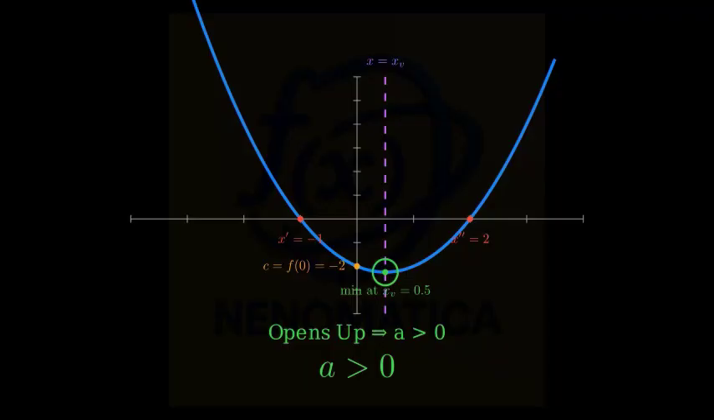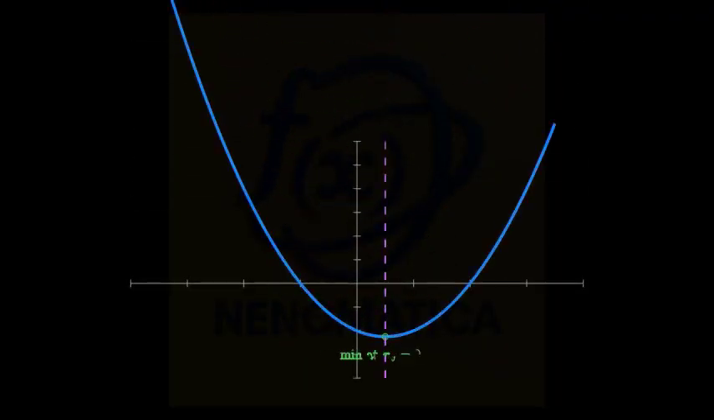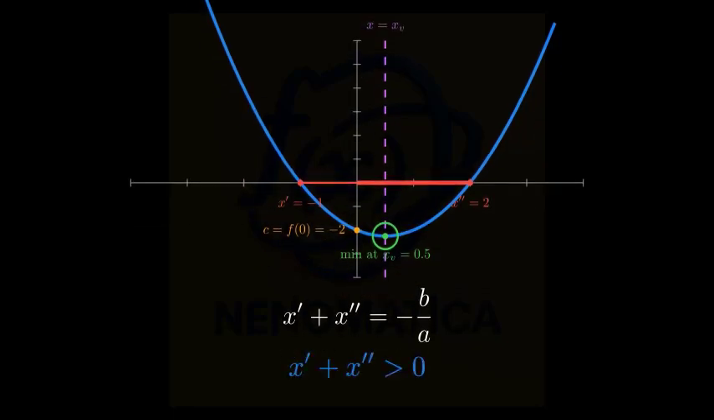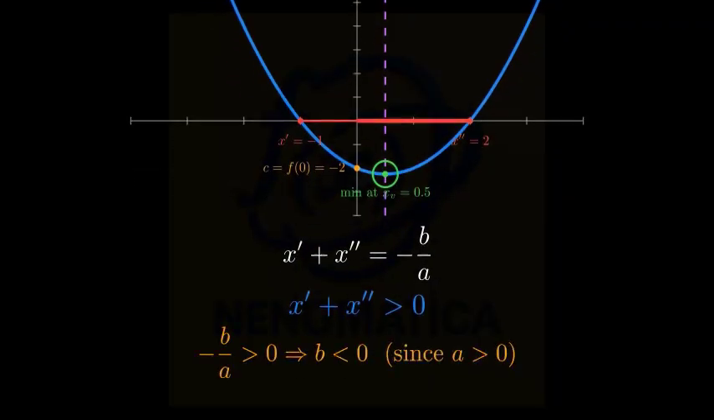Step 2. Determine the sign of B. The sum of roots equals -b over A. Here, the positive intercept at x equals 2 is farther from the origin than the negative intercept at x equals -1. So the sum x prime plus x double prime is positive. Since it is positive, -b over a positive implies b is negative.